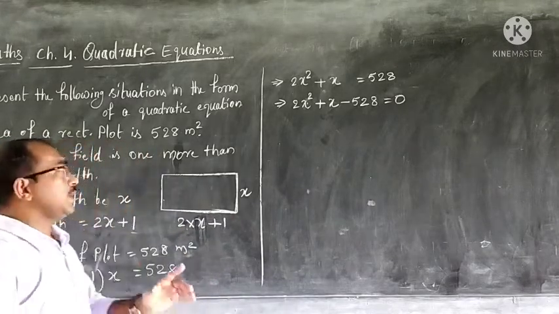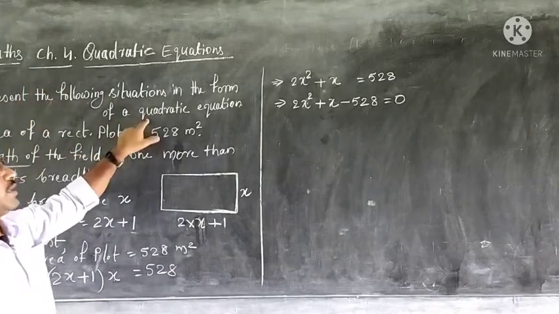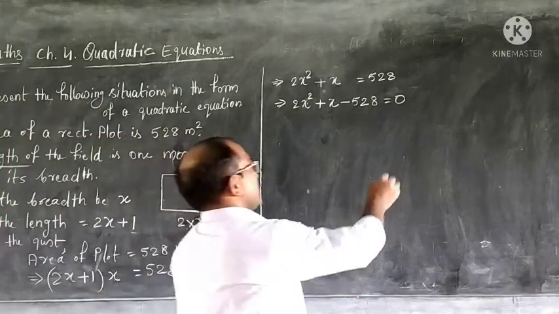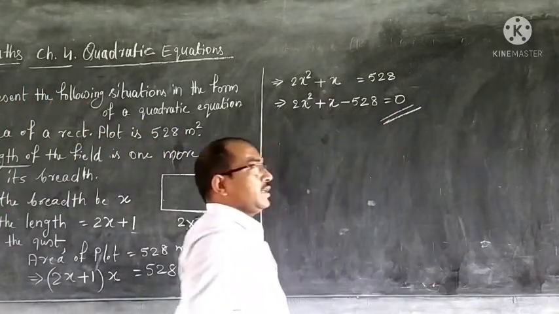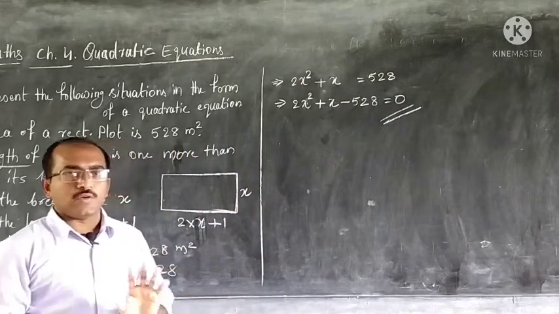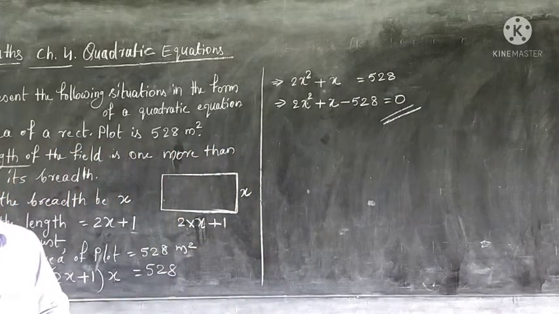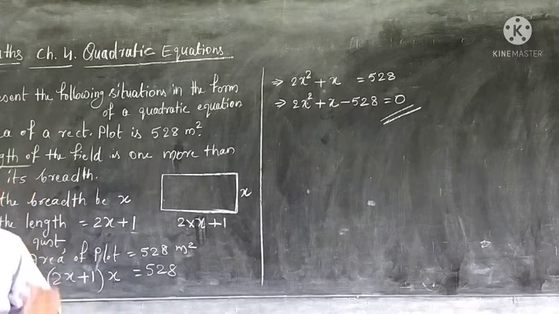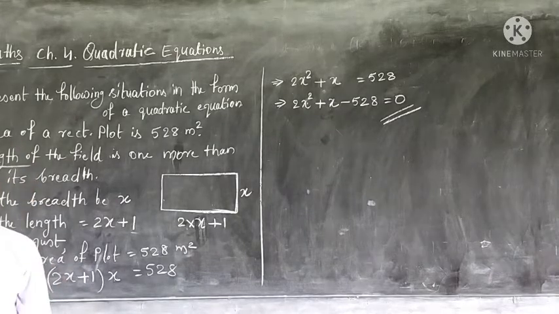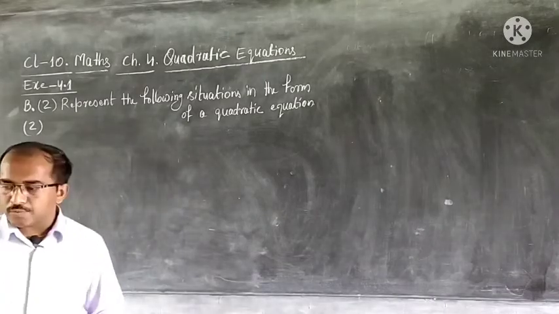The question is telling us to only represent the following situation in the form of a quadratic equation. So we will leave it once we get the quadratic equation, our work is done. Let us see two or three more questions. We will finish every question one by one. So now question number 2, we read it first.